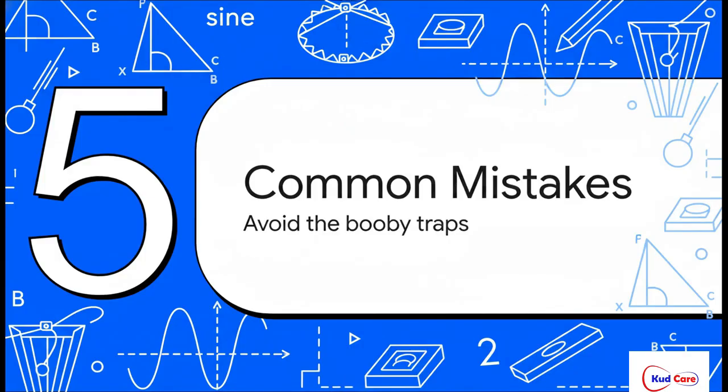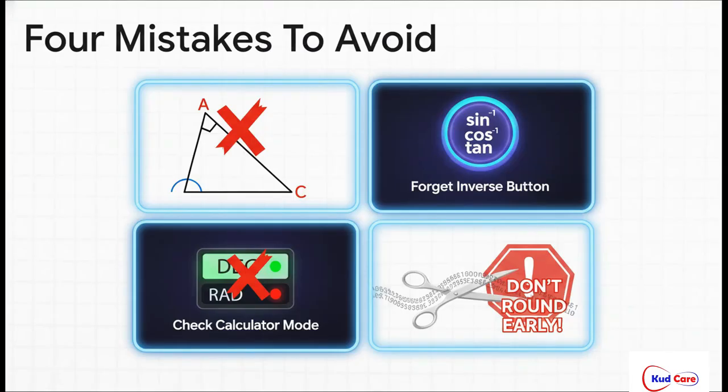Finally, let's map out Section 5. Common mistakes to avoid. Watch out for these 4 booby traps. First, labeling your sides from the wrong angle. Always circle that reference angle first. Second, forgetting to use the inverse button when you're hunting for an angle. Third, and this one is a total exam killer, leaving your calculator in radians instead of degrees. Always look for the little DEG at the top of your screen. And fourth, rounding your numbers way too early in the problem. Keep your working decimals long and only round your final answer at the very end to protect your accuracy.